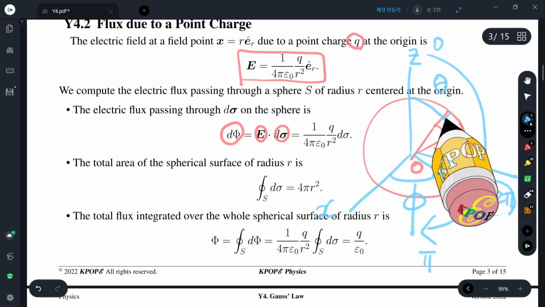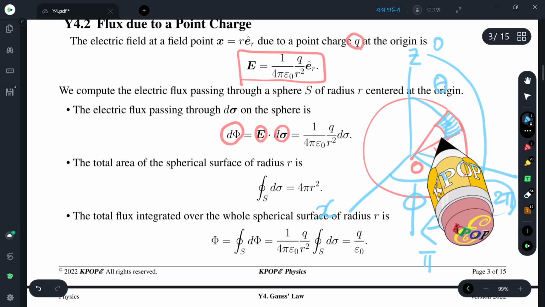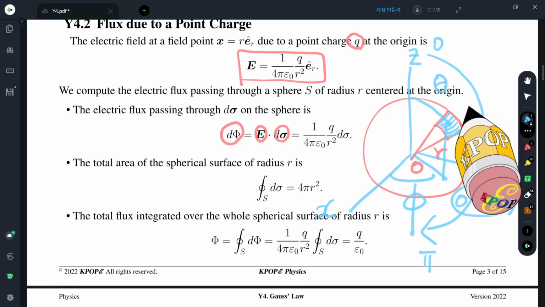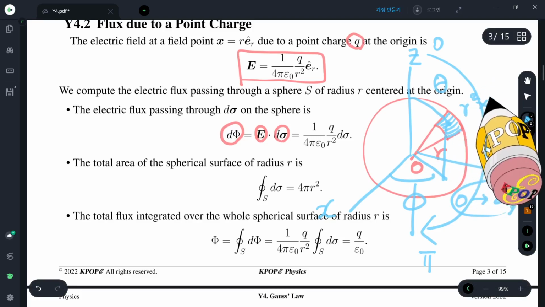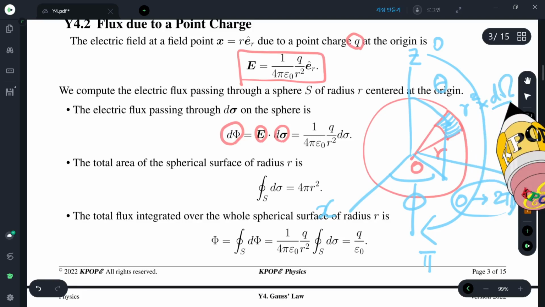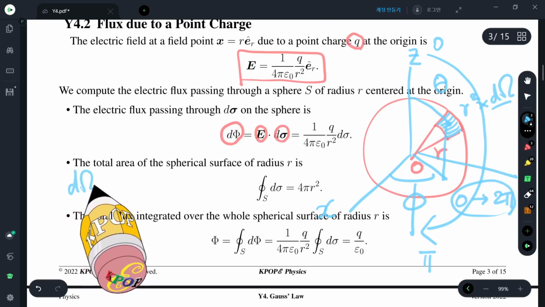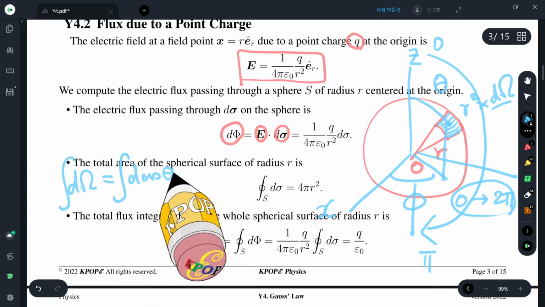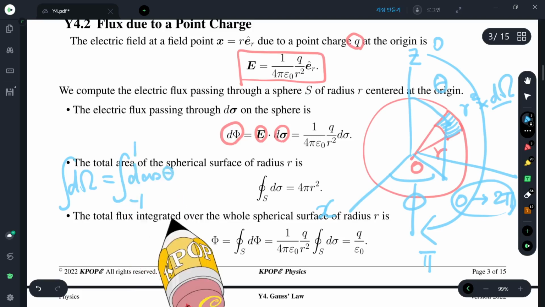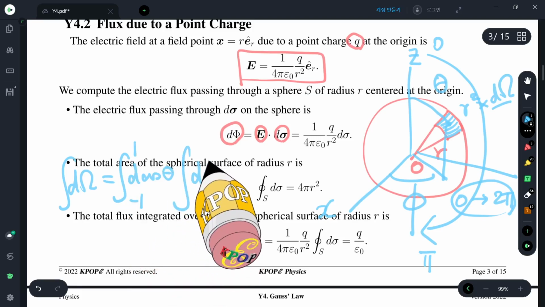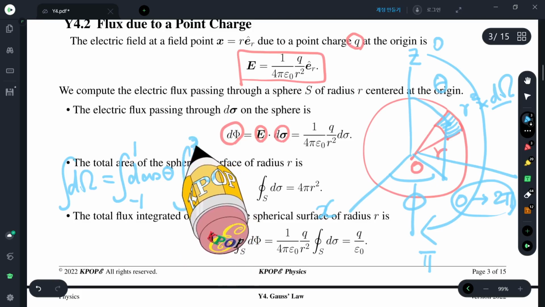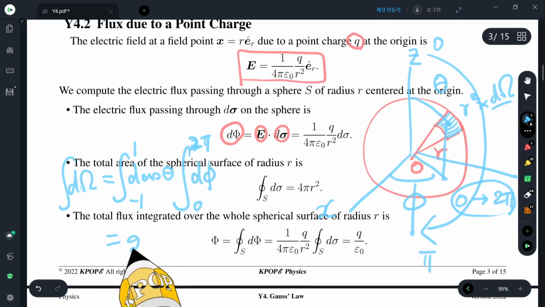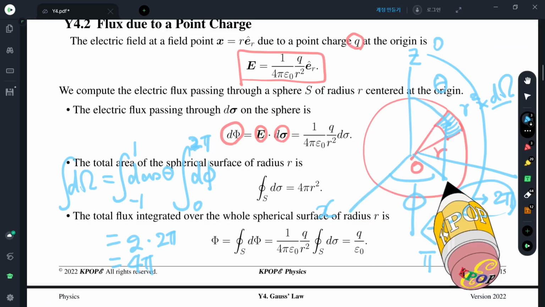Then the area of this spherical surface is r squared multiplied by the solid angle. And the solid angle is the integral of d cosine theta, where cosine theta runs from -1 to 1, and the azimuthal angle. As a result, 2 times 2 pi gives 4 pi. So the area of the surface is 4 pi r squared.